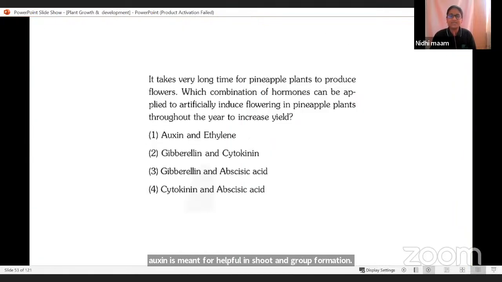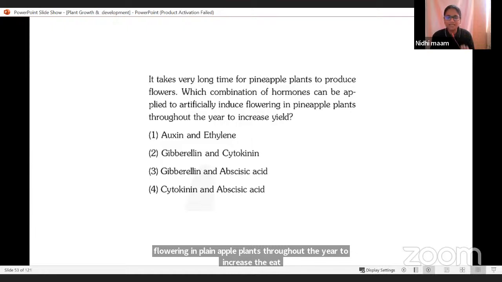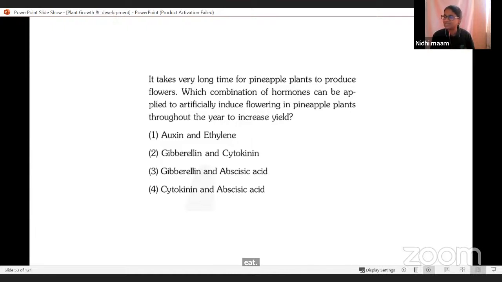Next, it takes a very long time for pineapple plants to produce flowers. Which combination of hormones can be applied to artificially induce flowering in pineapple plants throughout the year to increase the yield? Which hormones, if you spray them, will give us flowering throughout the year and increase our yield? Yes, Aishwarya KM and Bhimabai Ambedkar answered it.